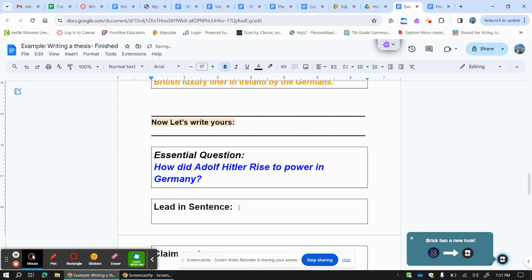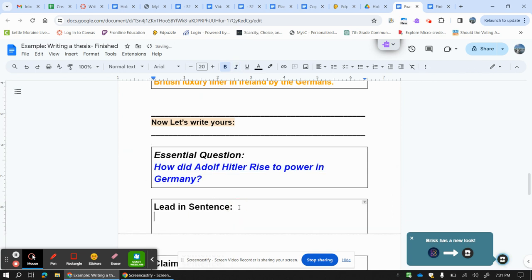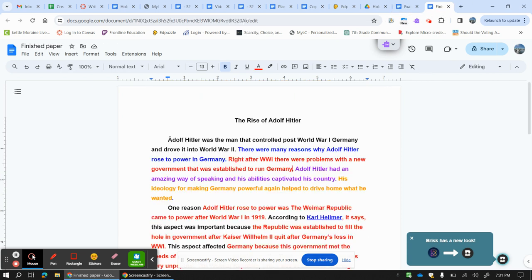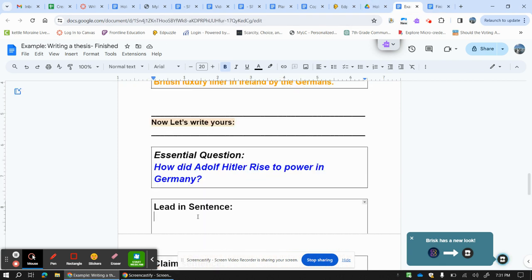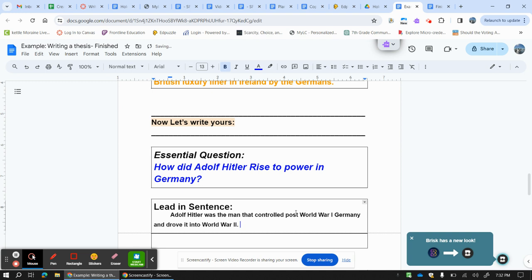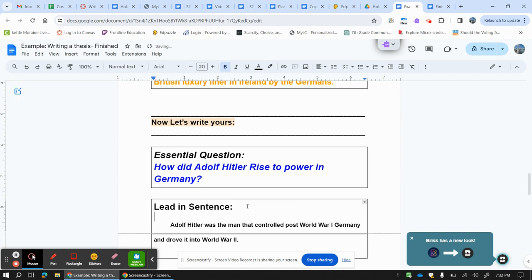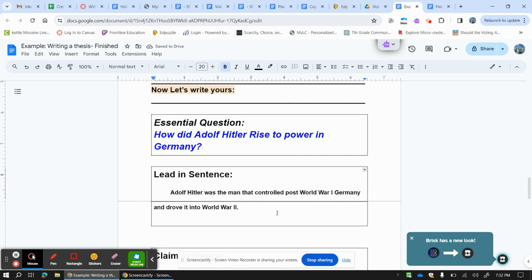All right, first thing I'm going to do, though, I'm going to write my lead sentence, something factual, and I've already kind of done it. I wrote this earlier. I'm going to copy. I'm going to paste it right here. My lead sentence is something factual. Adolf Hitler was the man that controlled post-World War I Germany and drove it into World War II. All right? That's a fact. He did that. That is my opening sentence. It lets the reader know my paper's about Adolf Hitler.